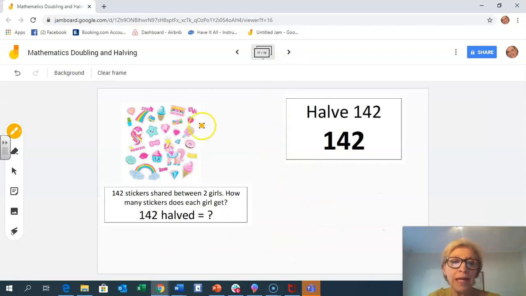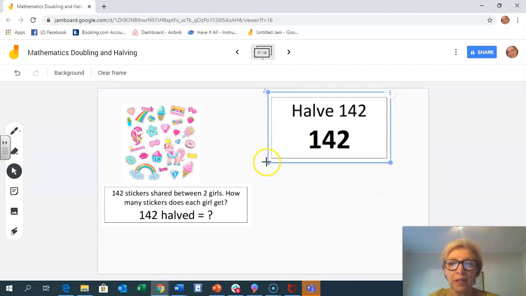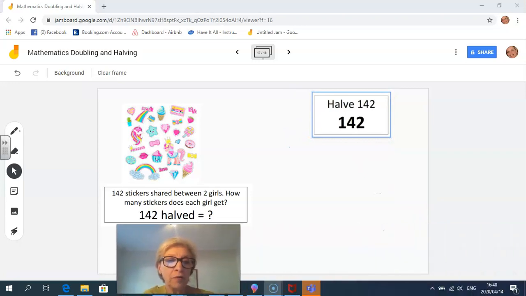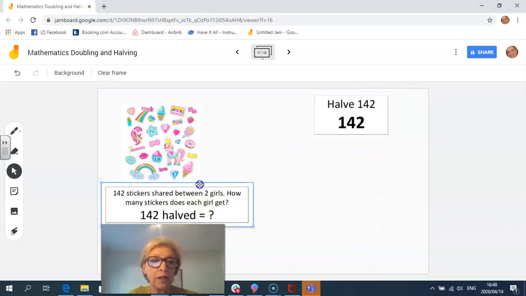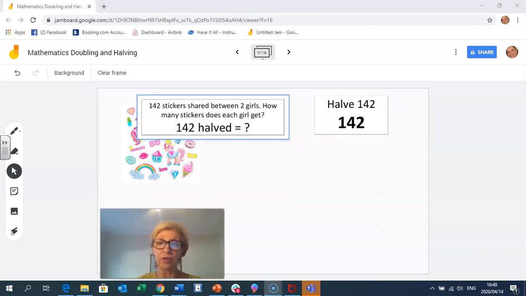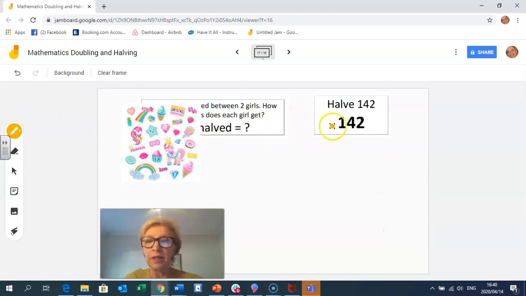We've got 3-digit numbers. Move this guy up a bit, and I think I'm going to move my face around this way. Right, so 142 stickers shared between 2 girls. How many stickers does each girl get? Yes, we can do this quite easily. Let's split our number up again so that we can do it in 3 parts instead of in our heads. So let's break it down and decompose our number.